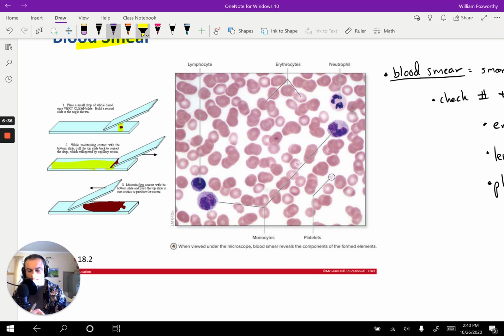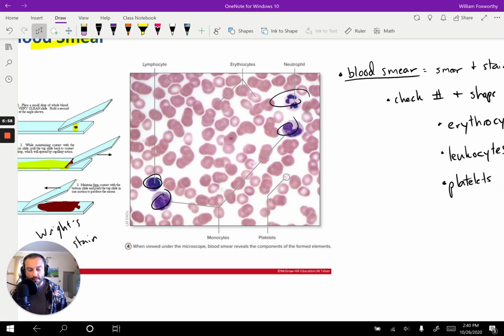And then you would stain it with a stain usually called Wright's stain. That's just to allow you to see the elements a little bit better. But even if you didn't stain it, you would see your red blood cells at least very clearly. The stain helps more with seeing the white blood cells or the leukocytes like these guys here.